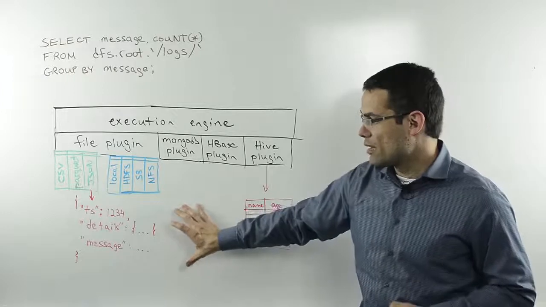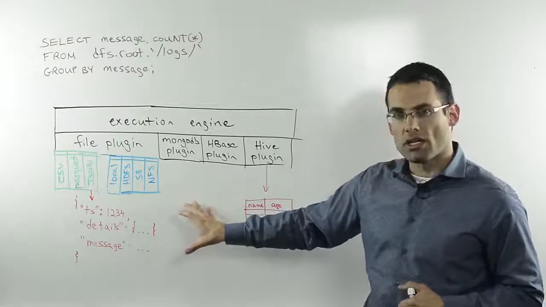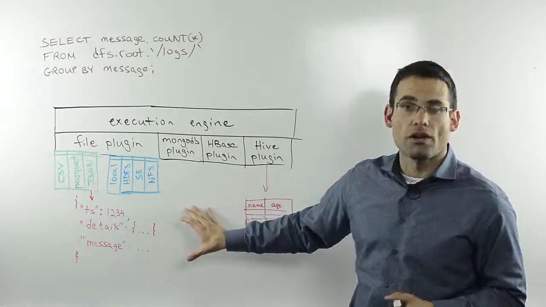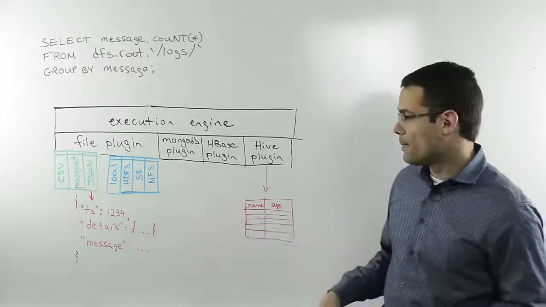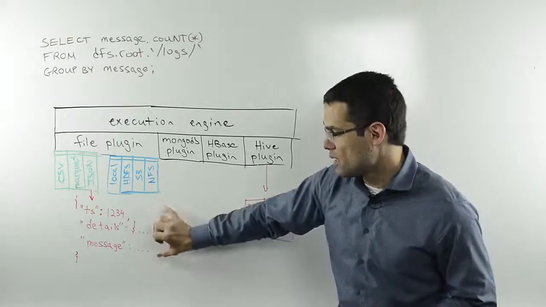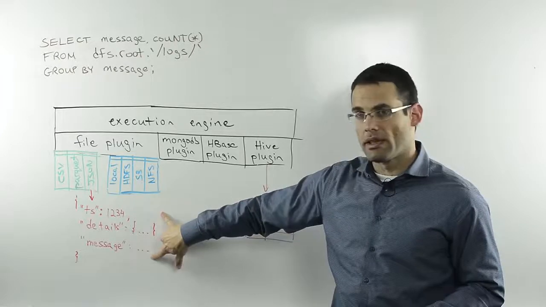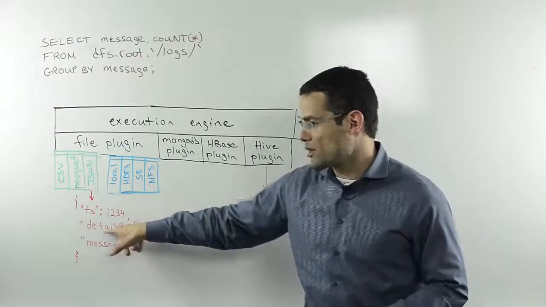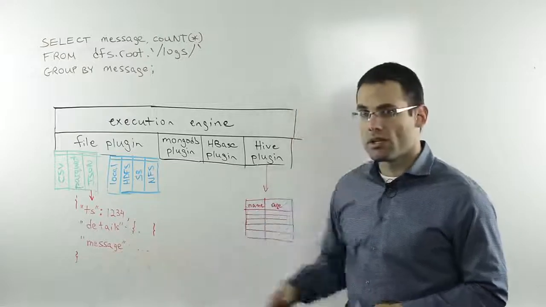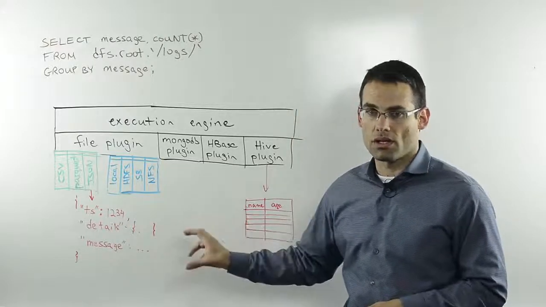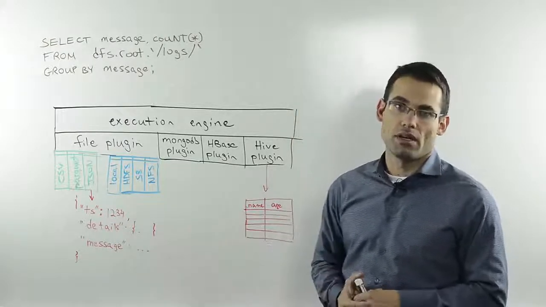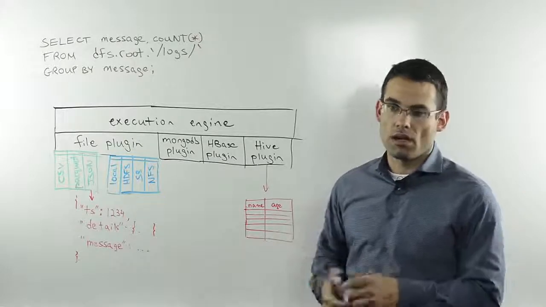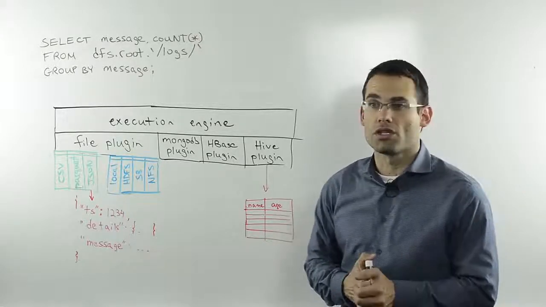So let's look at an example here. Let's say I had a collection of JSON log files in one of these file systems. And so, one record may look something like this. There's the timestamp, there's an additional dictionary here that's called details, and then there's a message. Okay, so that's one single record in that JSON log file. And then maybe I have an entire directory of these files that are getting produced by my application servers.